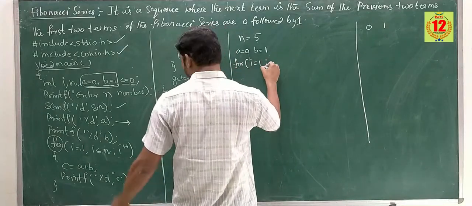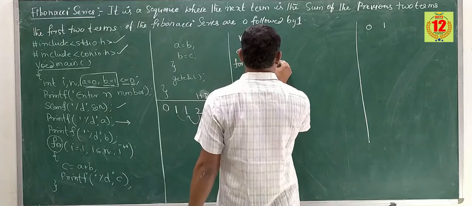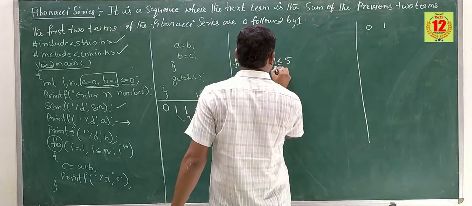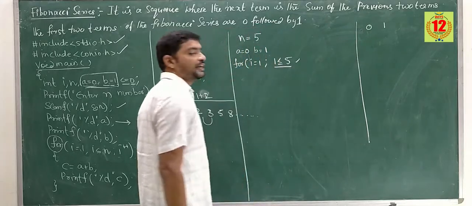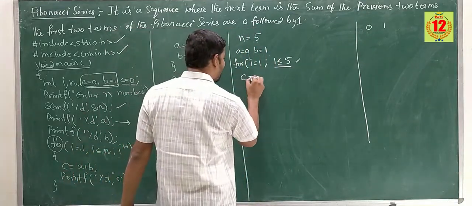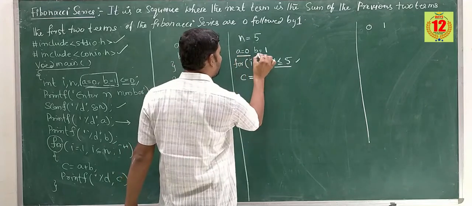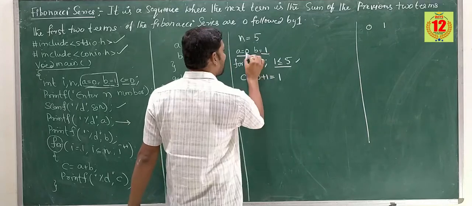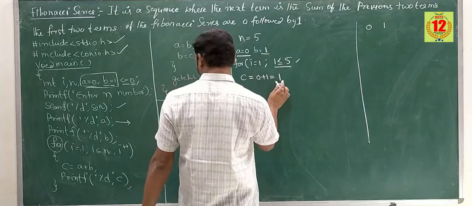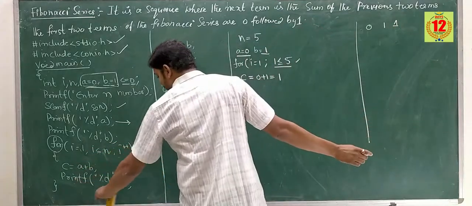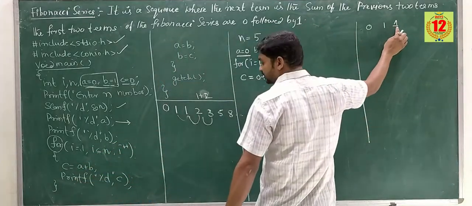Whatever the value, 1 less than or equal to n, where n is 5, the condition is true. Then enter into the statement c is equal to a plus b. The initial values are a is 0 and b is 1, so 0 plus 1 is equal to 1, the sum of two numbers. Now printf %d of c, the value 1 is printed.